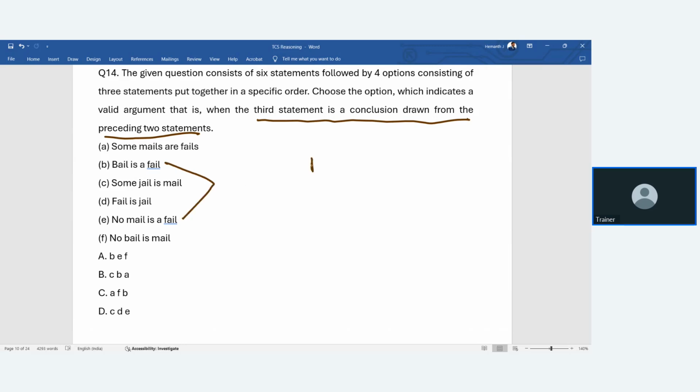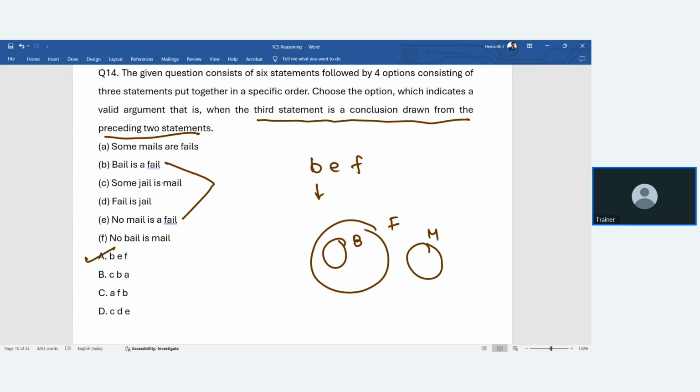What is BEF? B states that all bails are fail. Next, E says that no mail is fail. F says that no bail is mail. That's the result. When B and E are worked on, you get F. Yes, while working on B and E, I got F as the answer. That's perfectly suitable. We have to go with option A. BEF is correct.